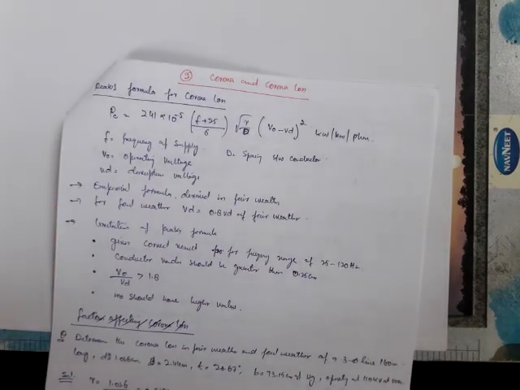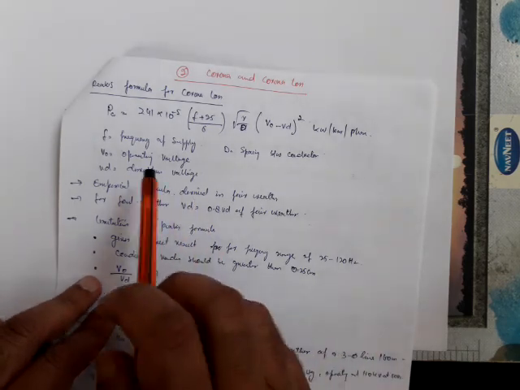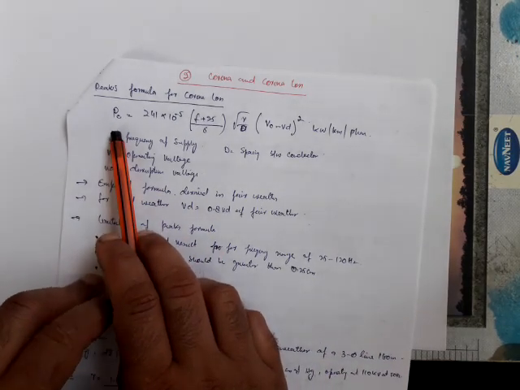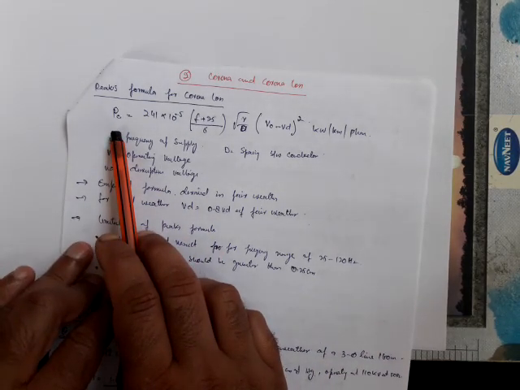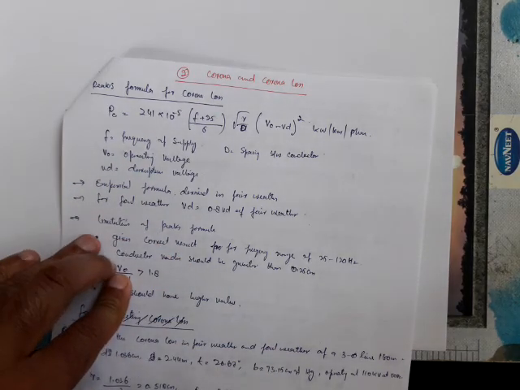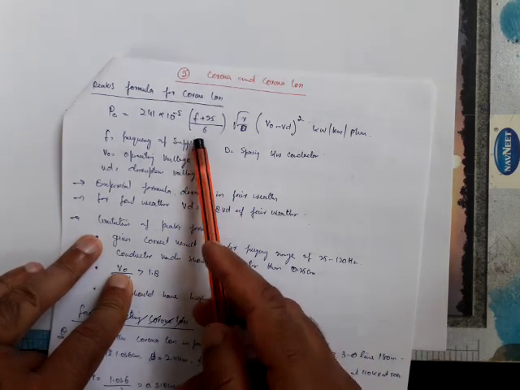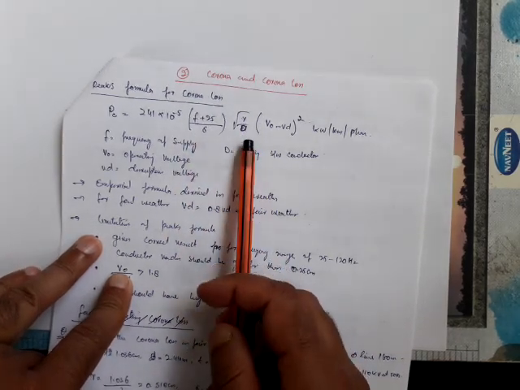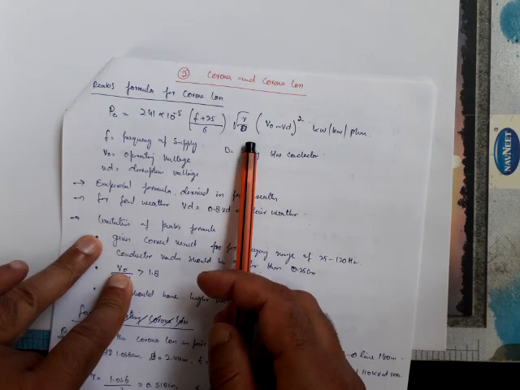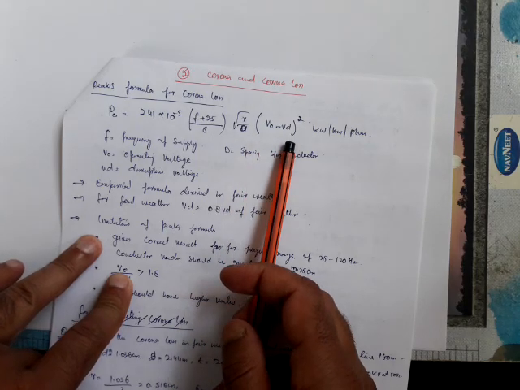Now this is Peek's formula, which is given by Peek. It is actually an empirical formula. It is derived on the basis of experiments. It gives us the power loss based on different parameters like frequency, the radius of the conductor, separation between the conductors, operating voltage, and critical disruptive voltage.